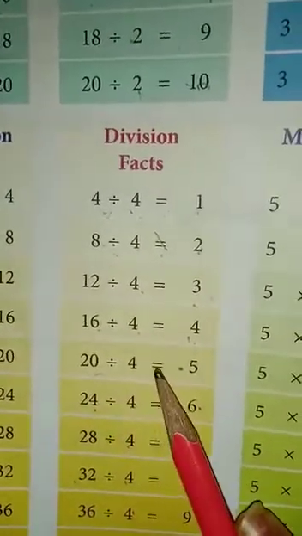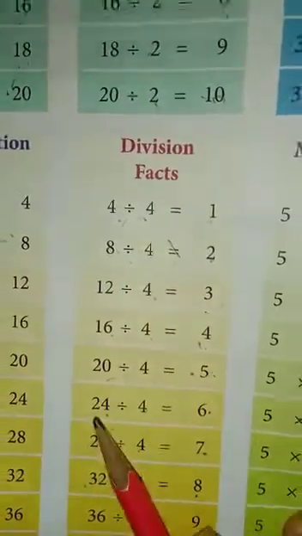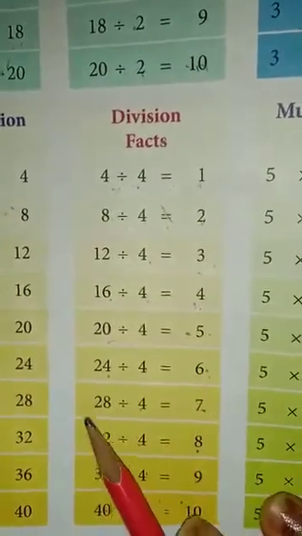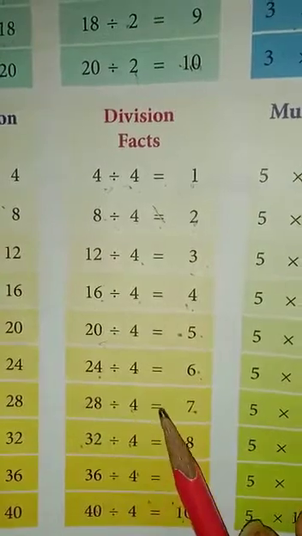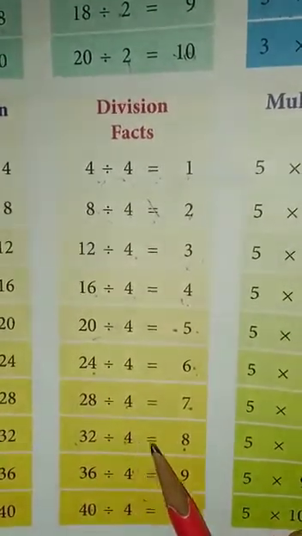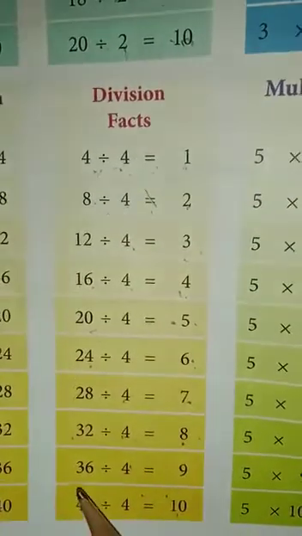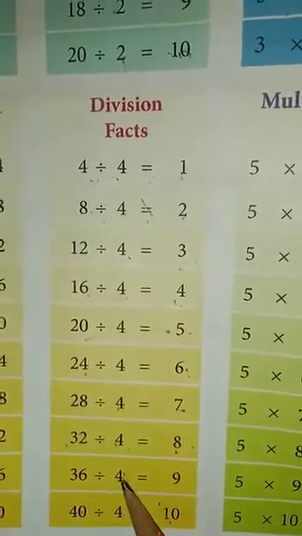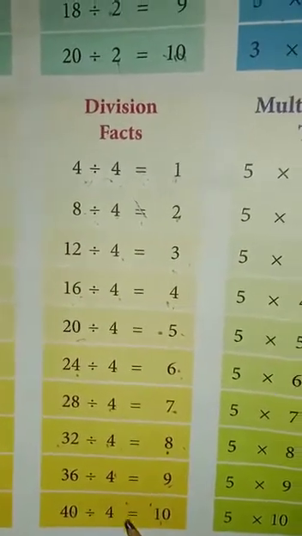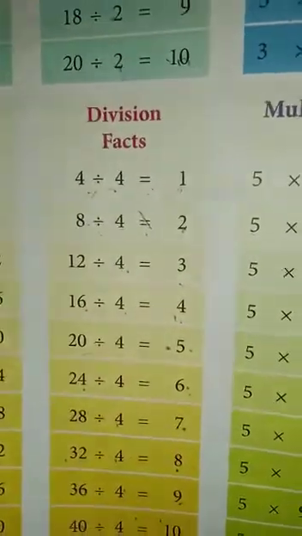20 divided by 4 is equal to 5. 24 divided by 4 is equal to 6. 28 divided by 4 is equal to 7. 32 divided by 4 is equal to 8. 36 divided by 4 is equal to 9. 40 divided by 4 is equal to 10.